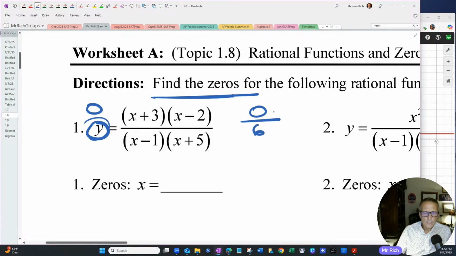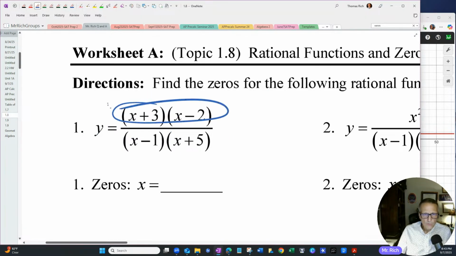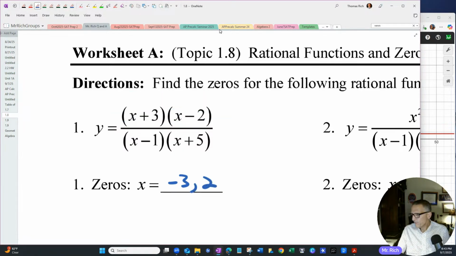So the question becomes, if you're going to find the zeros for a rational function, you are going to set the numerator equal to 0 and solve it after you have removed any common factors between the top and bottom. So right here, I have zeros in this function at -3 and 2, because we would be taking each one of those factors and setting them equal to 0 and then solving. And we get that answer right there.